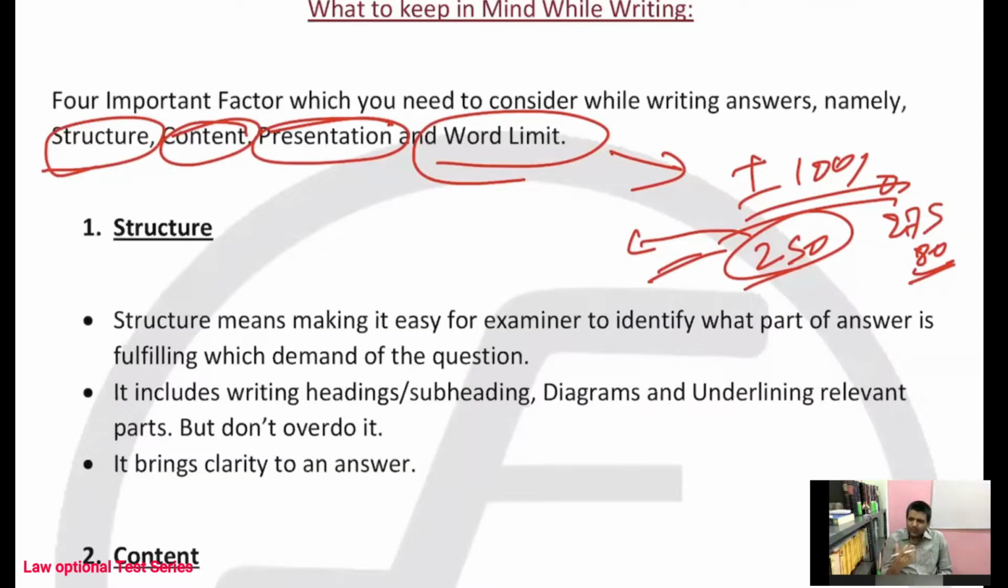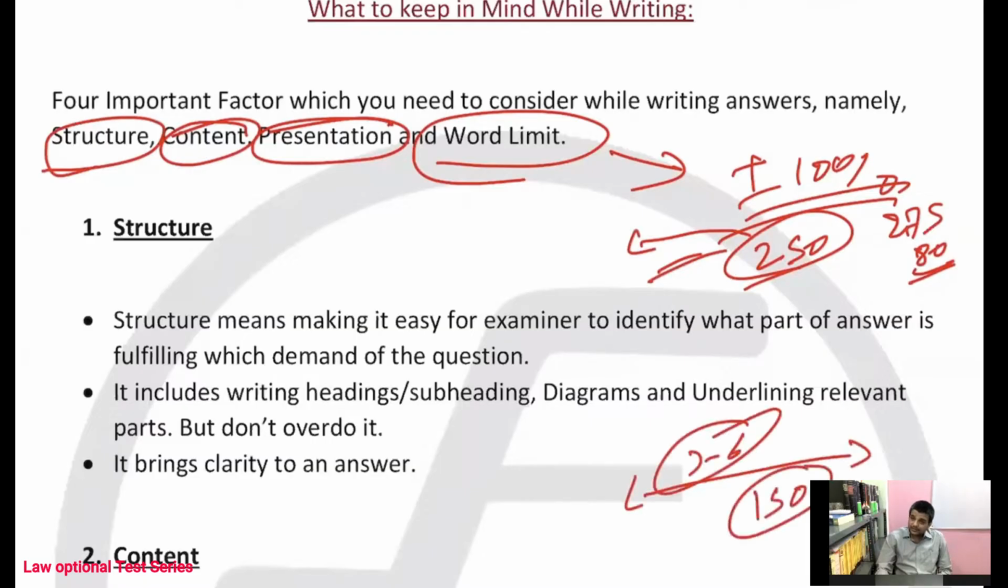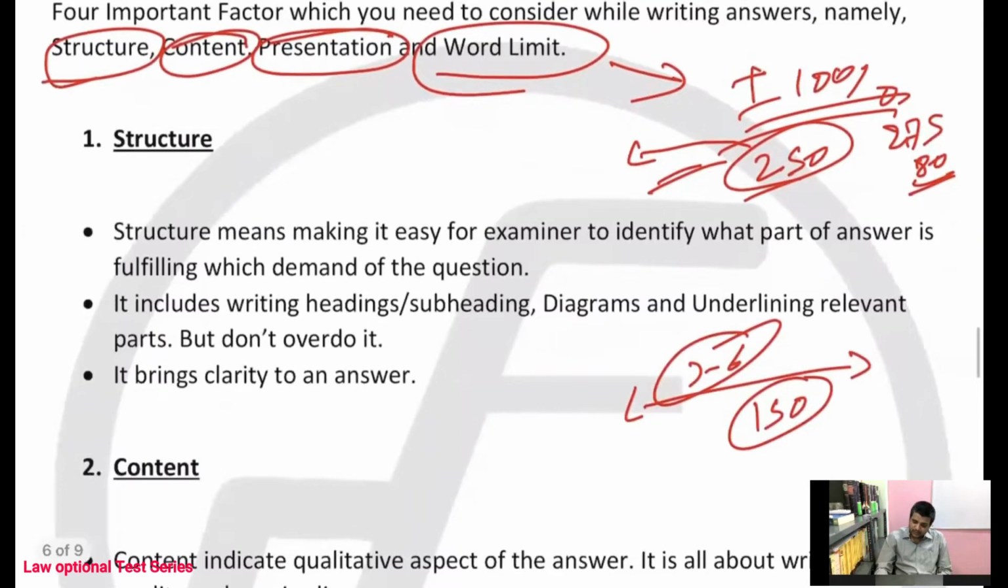Okay. Now, how do you assess it, right? So the best assumption is that always remember that in one line you have around 5 to 6 words, right? So if it is 150 words, that is a 10 marker question, you have to write 10 to 12 lines. Just keep that in mind. Nothing more, nothing less. That's all.